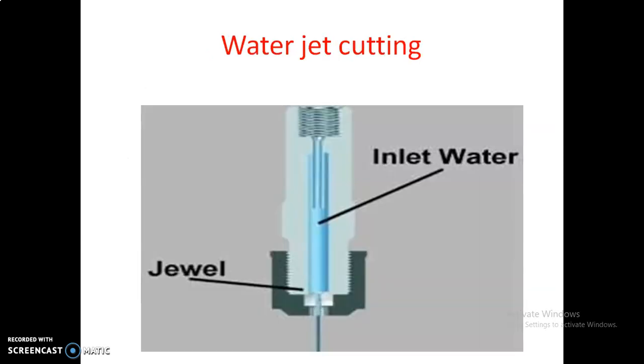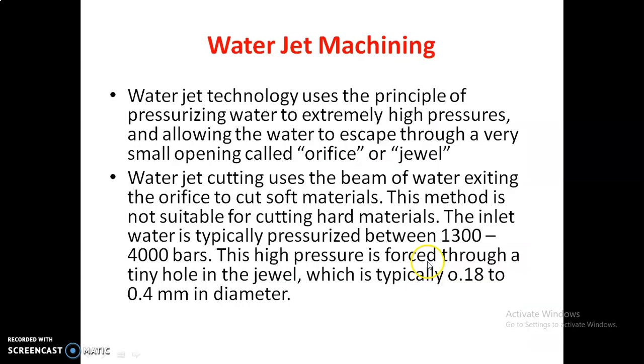in diameter. You can very well see this is the inlet water over here, and this is called the jewel. The water inside it is pressurized, and the pressurized water is allowed to escape at high pressure through a very small opening, that is the orifice or jewel.